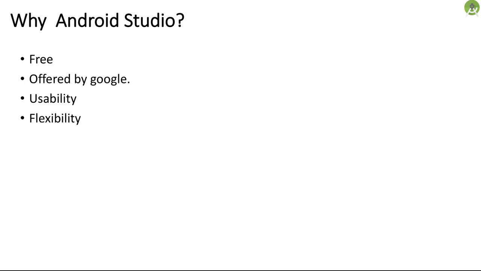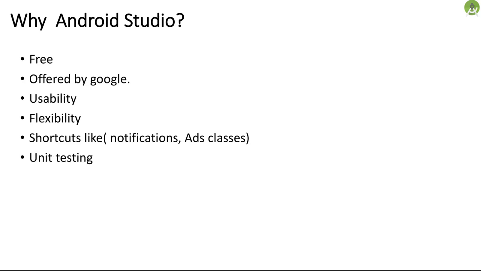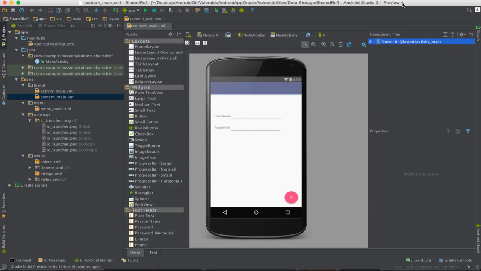So for Android programming, to start with, we will use Android Studio because this is the IDE provided by Android. Why Android Studio? It's free, offered by Google, and has usability, flexibility, and shortcuts. They have a lot of shortcuts in the code, so you don't have to do much work. Many things are already prepared for you. Also, unit testing: you could test your application and many features. So this is the environment in Android when you open a new application.